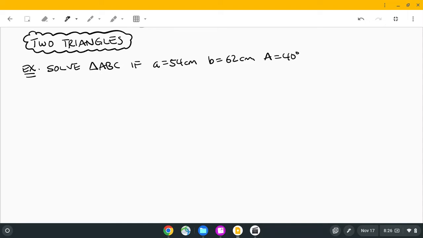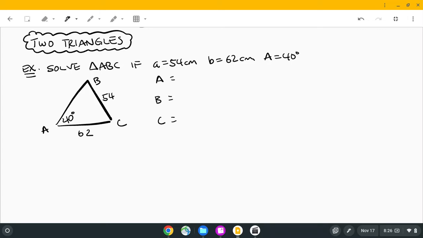Okay, so let's go ahead and draw that. So there's A, B, C, 40 degrees here, 54 here, 62 here. Okay, and A, B, C, and little a, little b, little c. Okay, this one is 40, this is 54, this is 62. So here, these three will be the ones that have some other value. Okay, A, B, C.